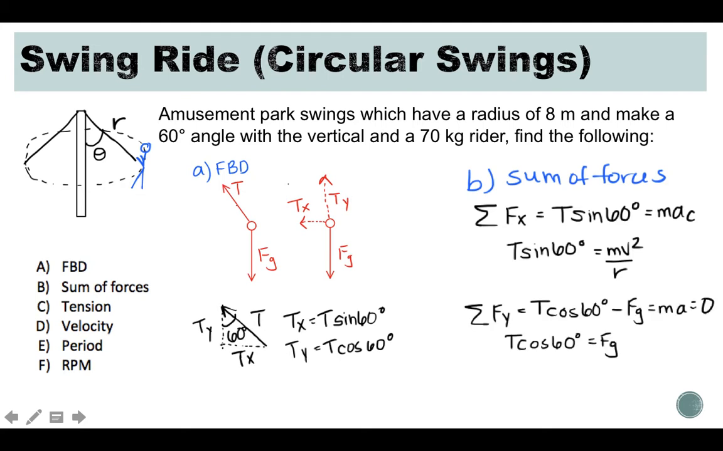For our y equation, we have two forces acting in our y equation. We have Ty up, which was T cos 60, and we have Fg down, which is negative Fg. All equals ma, but the object is not accelerating in the y direction, so that equals 0. So T cos 60 minus Fg equals 0, which we just set equal to each other.